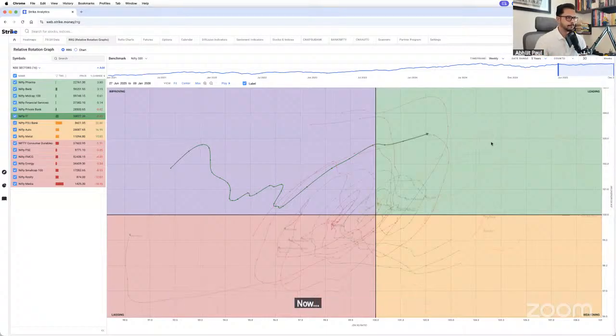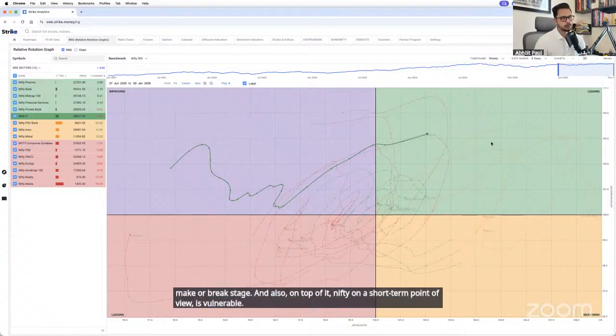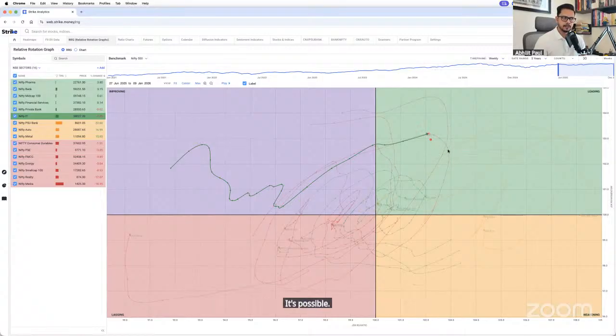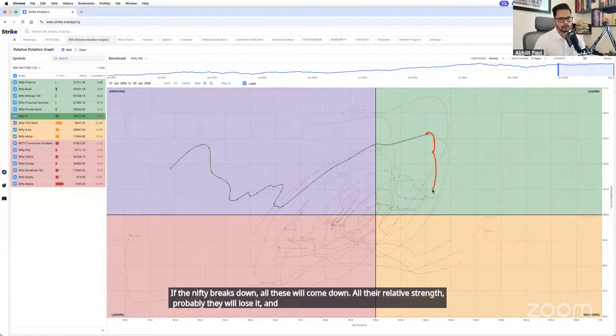Now we have covered leading. After covering leading, where have we reached? We've reached banks, IT, and pharma. Within banks, private needs to play a role, make or break stage. And also, on top of it, Nifty on a short term point of view is vulnerable. So it's possible that we get bullishness from these sectors, but after a hiccup, if the Nifty breaks down, all these will come down. All their relative strength, probably they will lose it and the momentum will come.